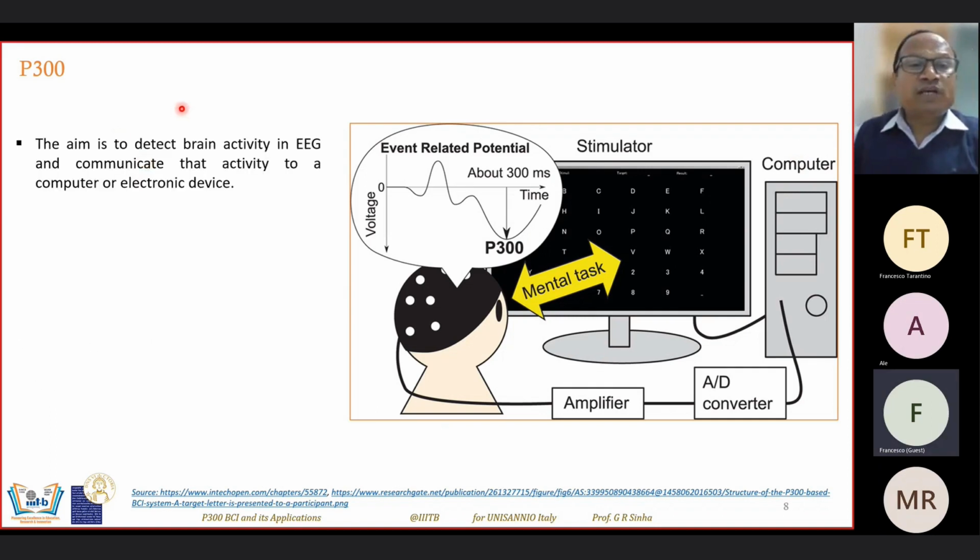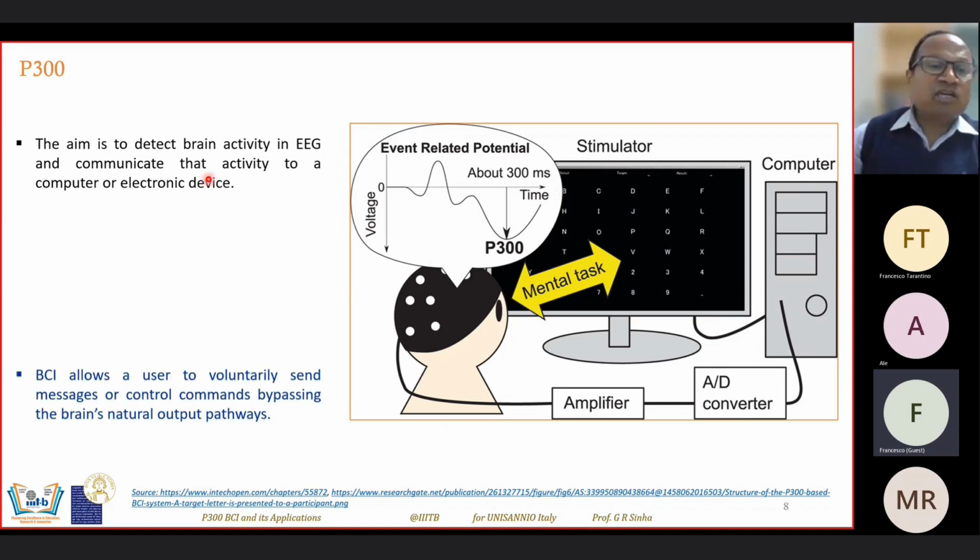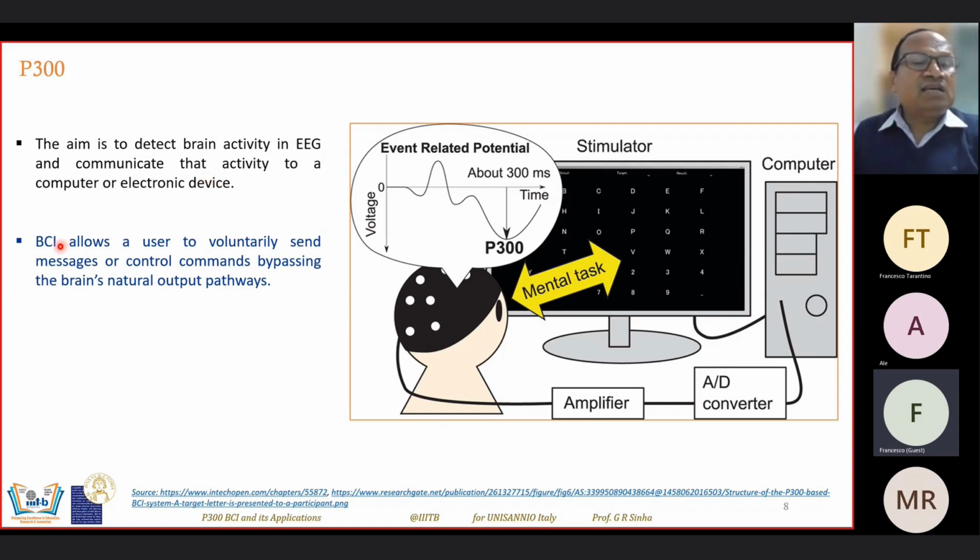So what is P300? The main objective is to detect brain activities in EEG and communicate that activity to a computer or electronic device. That can be an electronic device, that can be a computer. We can communicate to that. So BCI allows a user to voluntarily send messages or control commands, bypassing the brain's natural output pathways.